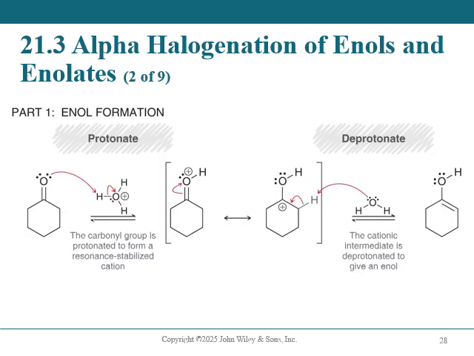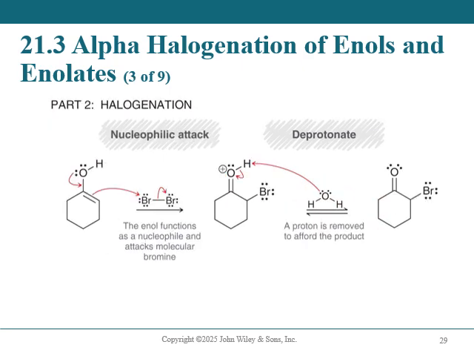Part 1 will be that enol formation. We already saw this at the beginning of the chapter. We have a protonation followed by a resonance stabilization step and a deprotonation of that alpha hydrogen. Once we have that, then we proceed to a nucleophilic attack and lastly a deprotonation step to generate your final product.